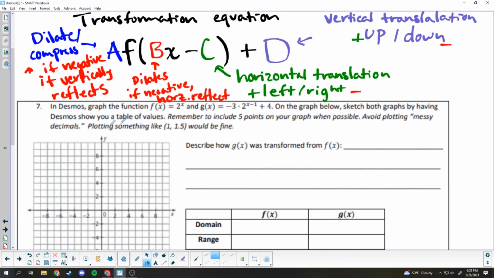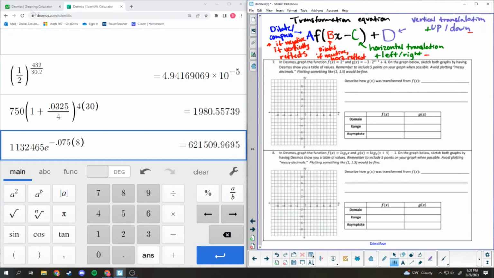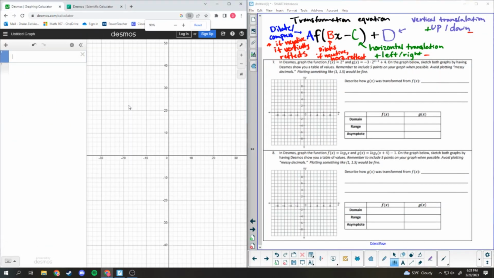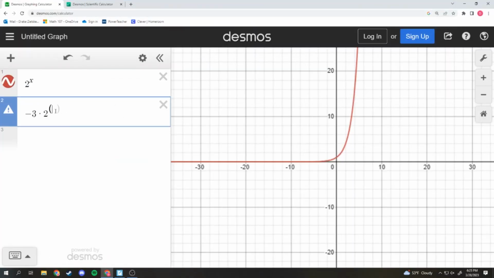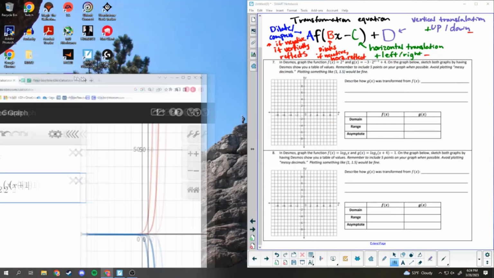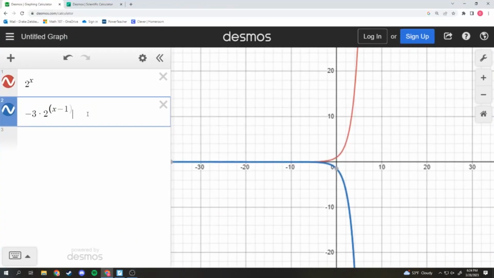In Desmos, they say graph the function 2 to the power x and this transformed function. So let's just follow what they say. Let's go to graphing calculator. This time I'm going to type in 2 to the power of x, and then they want us to type in -3 times 2 to the power of, and super important in Desmos, if you're going to type multiple things into an exponent, make sure to use parentheses. So it's x minus 1, and then outside of everything, plus 4. And so there is my graph.